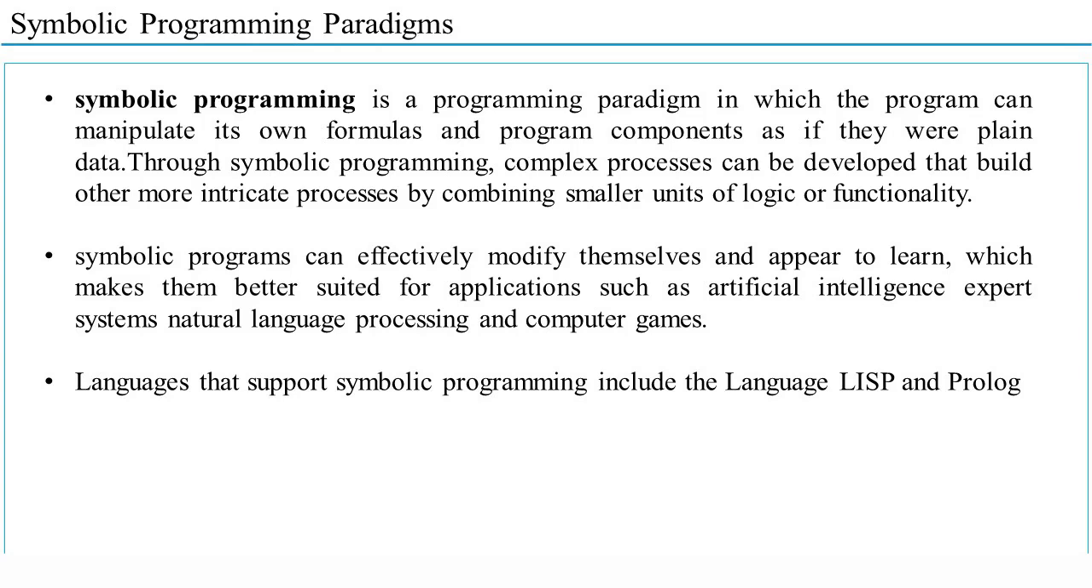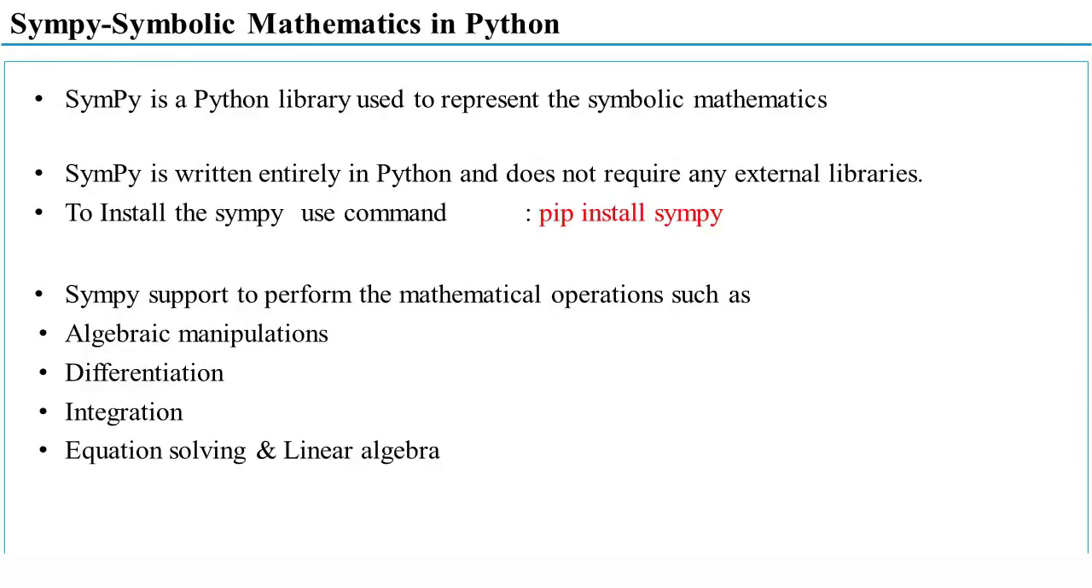Languages that support symbolic programming include Lisp and Prolog. SymPy, Symbolic Mathematics in Python. SymPy is a Python library used to represent symbolic mathematics. SymPy is written entirely in Python and does not require any external libraries. Use the command pip install sympy to install SymPy. SymPy supports mathematical operations such as algebraic manipulations, differentiation, integration, equation solving, and linear algebra.